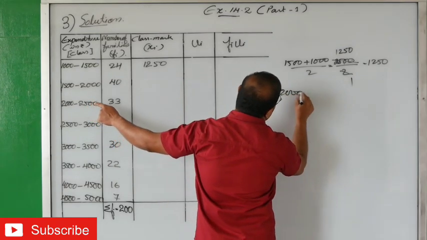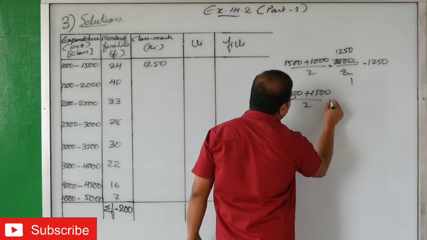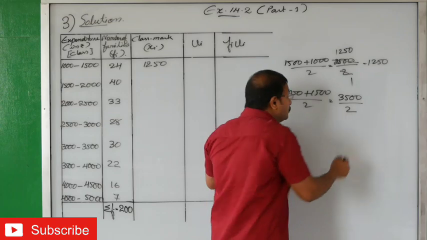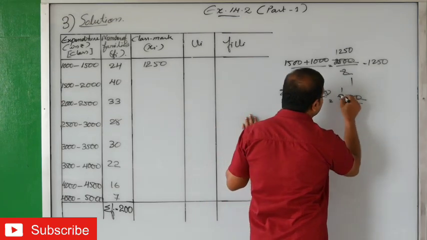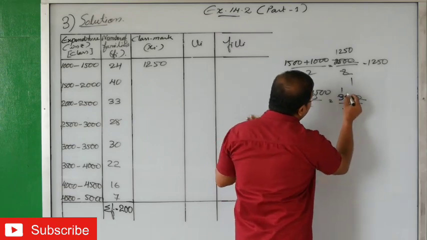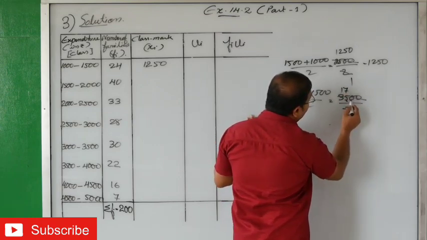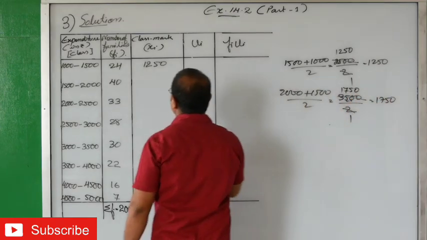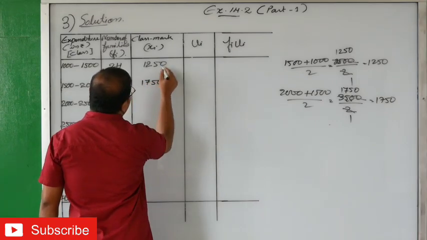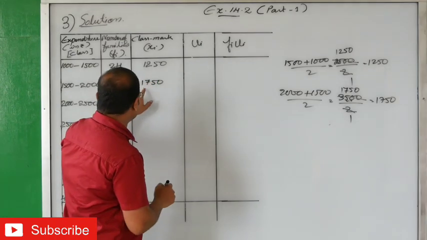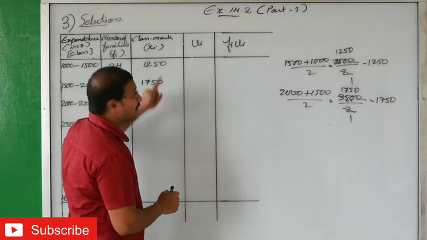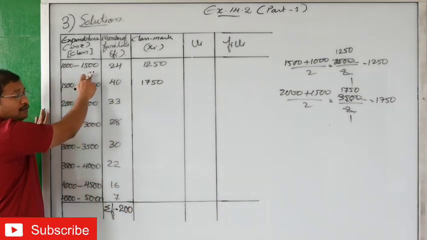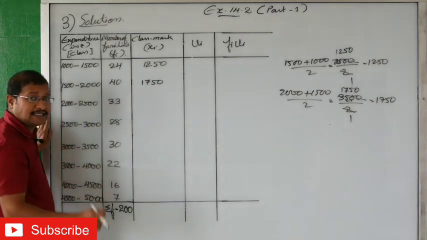Yes. 2000 plus 1500 divided by 2 equals 3500 divided by 2. We'll cancel by 2. 2 ones are 2. Now 15. Isn't it? So 15 means 2 sevens are 15. Now the balance is 1. 1 means 10. 2 5s are 10. That means what you'll get? 1750. So the next is 1750. See the difference. What is the difference? 1750 minus 1250. What is the difference? 500, isn't it? See, 1000 to 1500, 1500 to 2000. So the difference is 500.